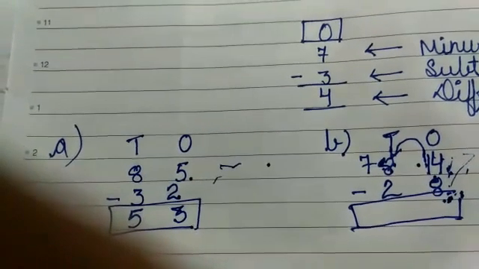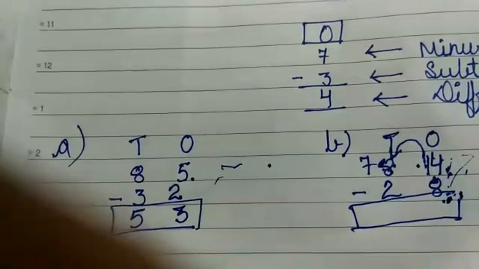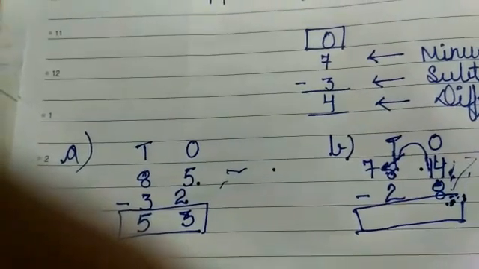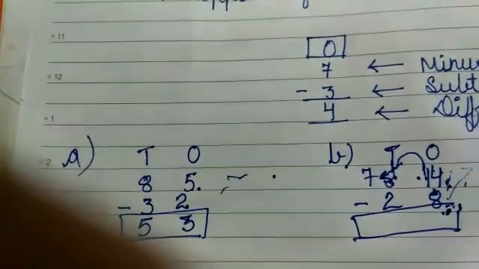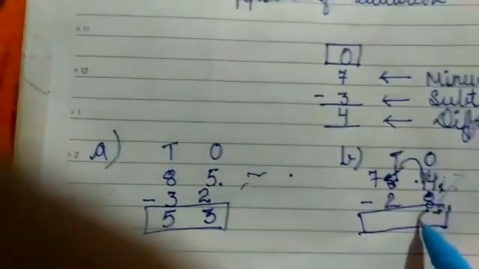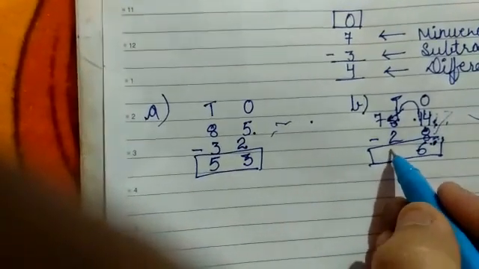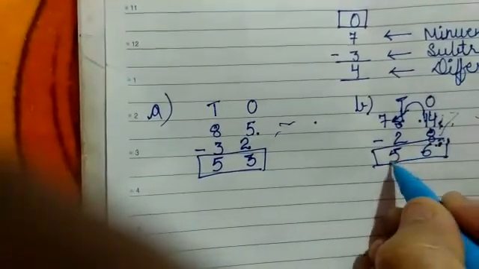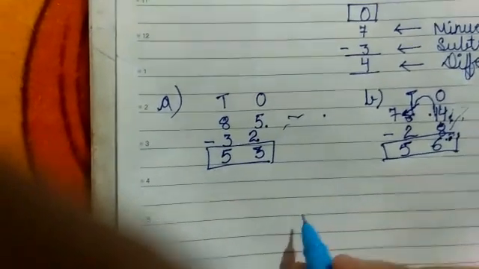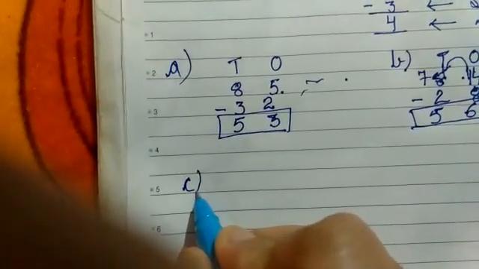From 14, 14 minus 8 first. So 6 will come. So we'll write 6 here. Now you can do 7 minus 2. Yes, it's 5. This way children you can do. Let's take one more example.